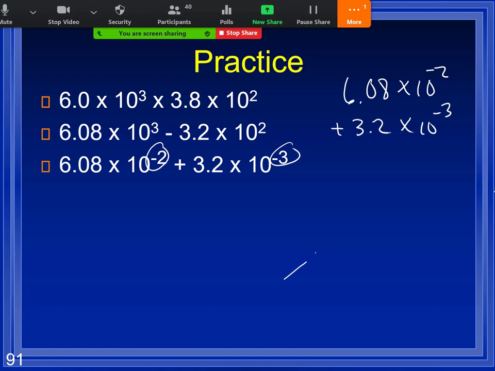Now, I can't add these numbers because the exponents aren't the same. So I usually make the small one bigger, and negative 3 is smaller than negative 2. So I'm going to cross that out and turn it into a negative 2. I've made my exponent bigger, so I got to make my number smaller, so that needs to be 0.32.